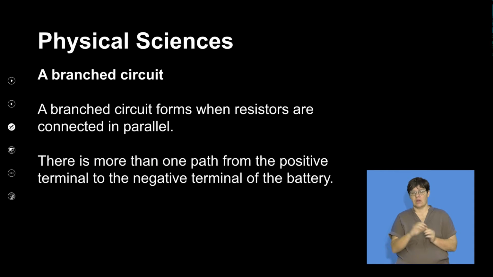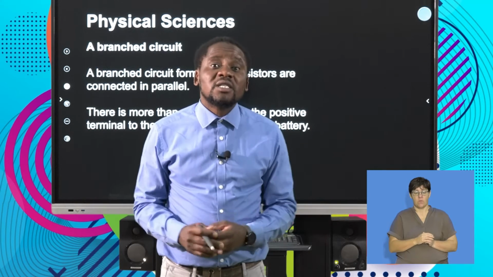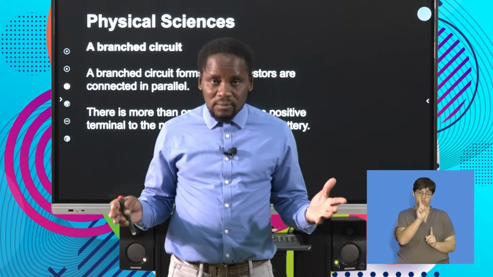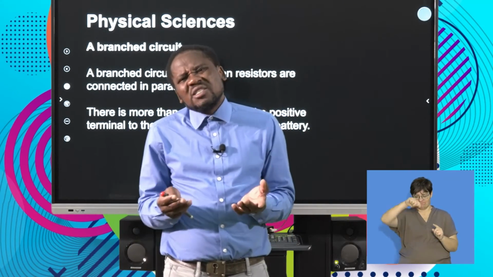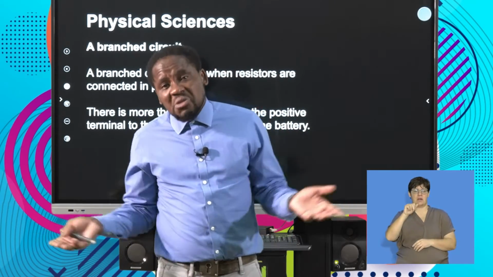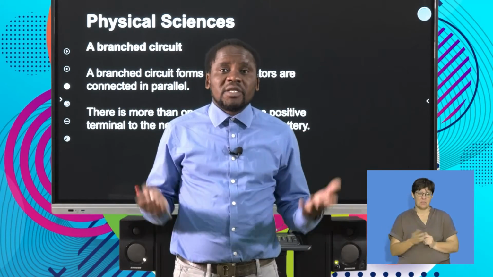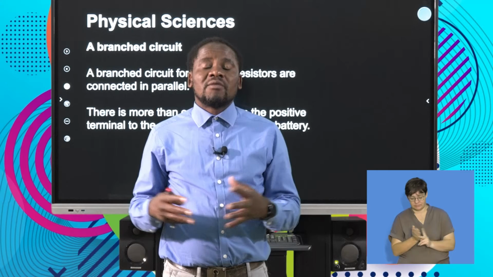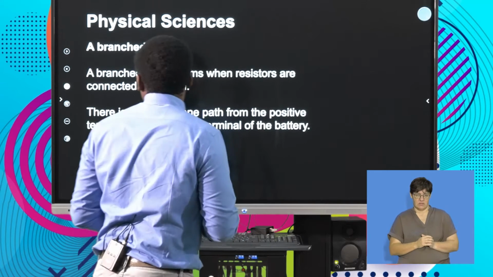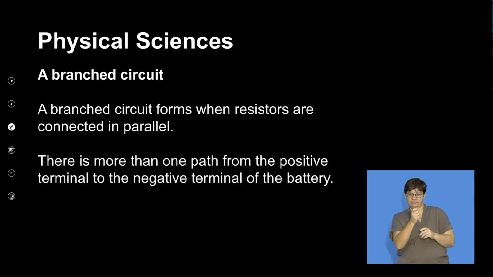Now, let's look at a branch circuit. The term branched suggests that there is more than one alternative path in the circuit, while in a series circuit we only have one. So a branch circuit is what in many ways we would refer to as a parallel circuit, but essentially it is a circuit which provides more than one path for the current. A branch circuit forms when resistors are connected in parallel. So a parallel combination of resistors gives us a branched circuit.